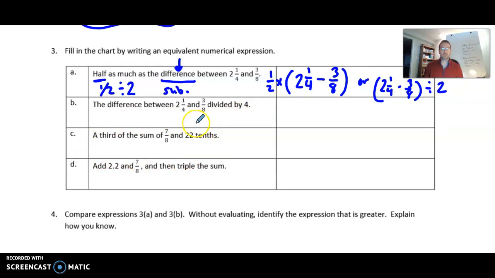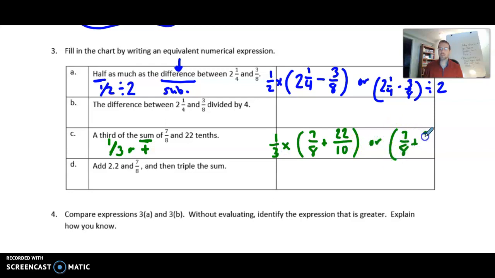Let's skip down to the letter C for a moment. 1/3, well, we could look at it as divided by 3. And we have sum, which we know is a key word for adding. And it's an answer to adding. So in order to find 1/3 of the sum, it looks like we're going to have to add first. So 2 2/10 as a fraction would look like 22/10 with a 10 as a denominator, and find 1/3 of it. So you have a couple choices. You could do 1/3 times, or you might think of your 7/8 and 22/10, and you want to put them into groups of 3. So you might say divided by 3. Either one of those would certainly work.